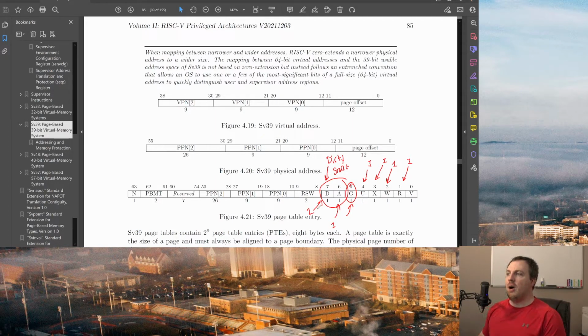So now that we've got all the bits set up, we haven't page faulted at this point. Now we have to actually calculate the physical address.